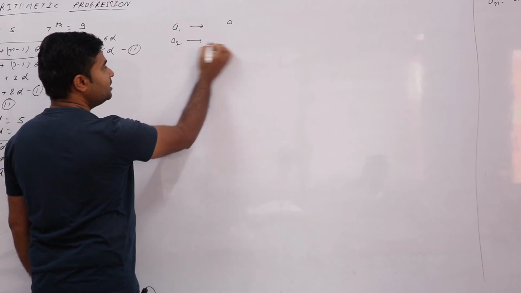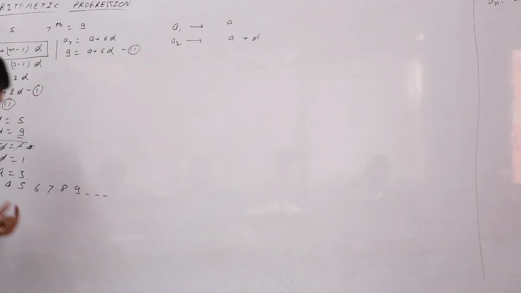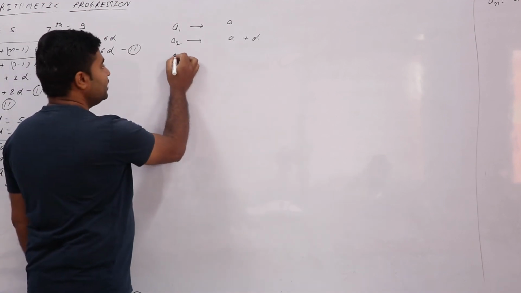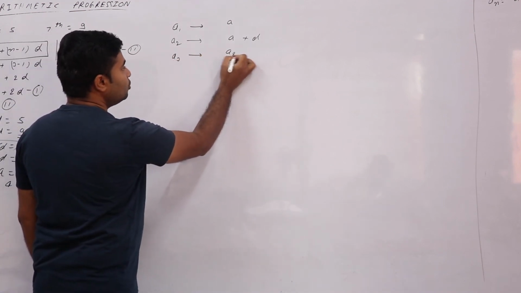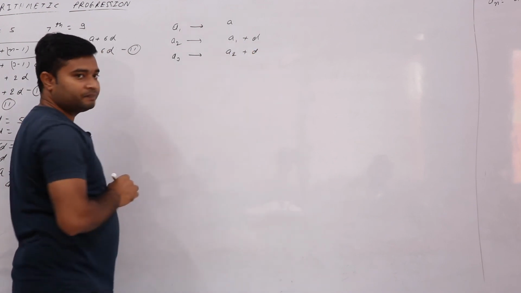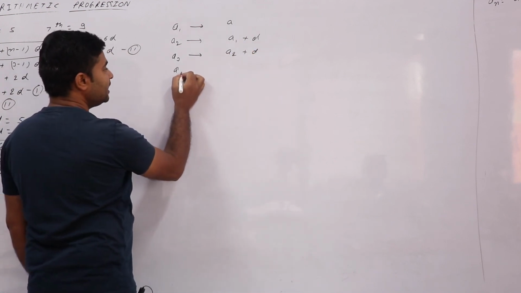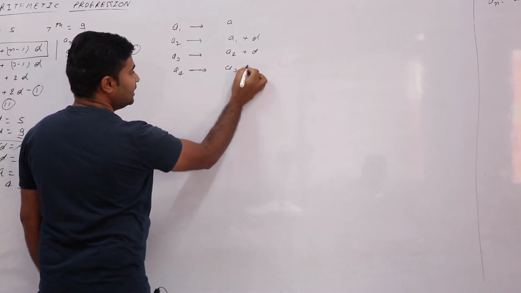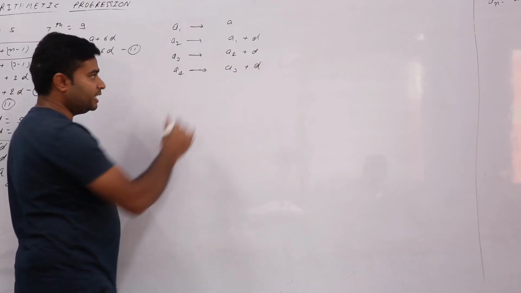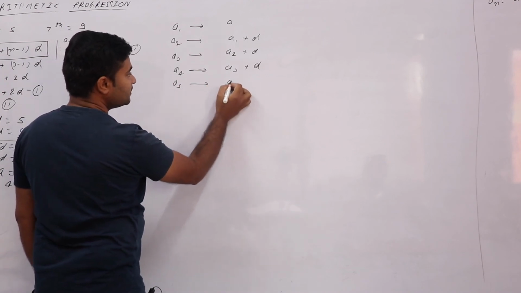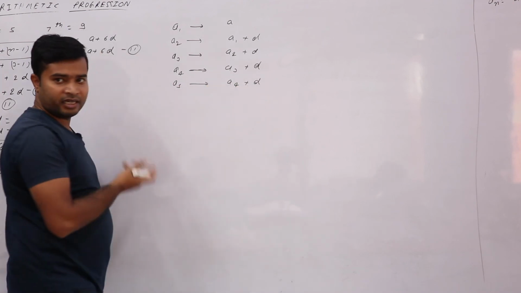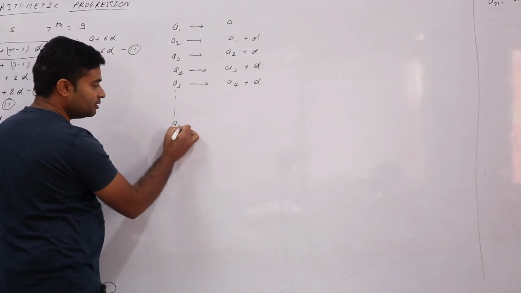Second term, how do we write? A plus d. That thing only you did, 3 plus 1. Second term is first term plus d, third term is second term plus d. So if I write a3, it is a2 plus d. If I write a4, it means a3 plus d. If I write a5, it means a4 plus d. Same like that, if I write an.